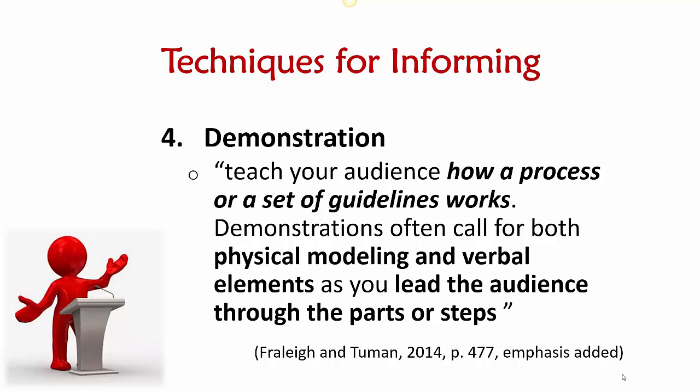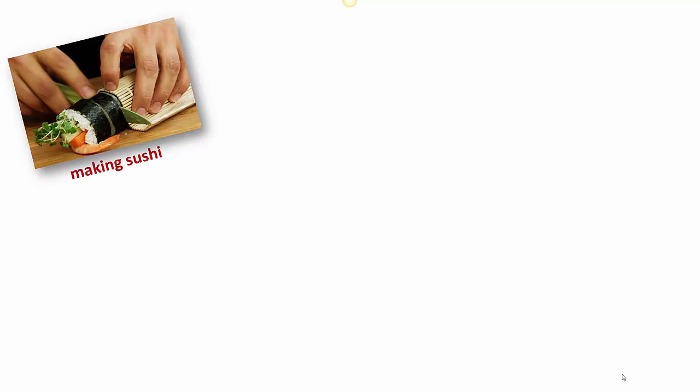So think about some of the kinds of topics you might want to inform your audience about, because this is something you might want the audience to actually turn around and do later on. For instance, making sushi. Lots of people love sushi, and lots of people are a little standoffish about making it themselves because it seems so complicated. A demonstration could really simplify it.